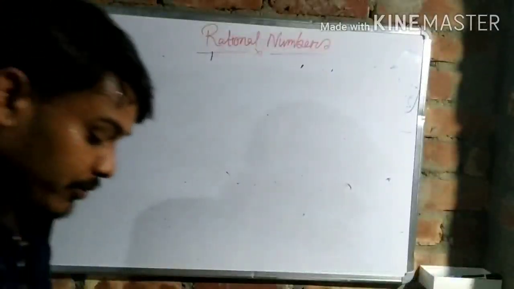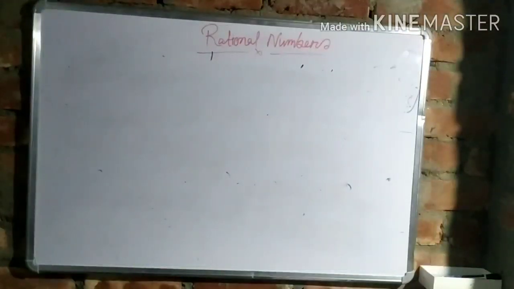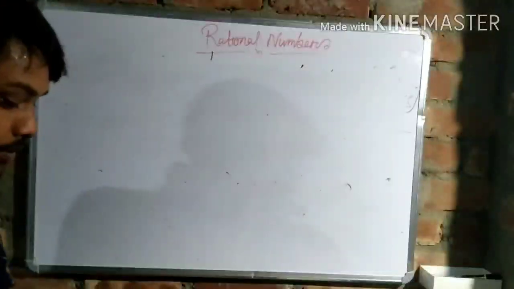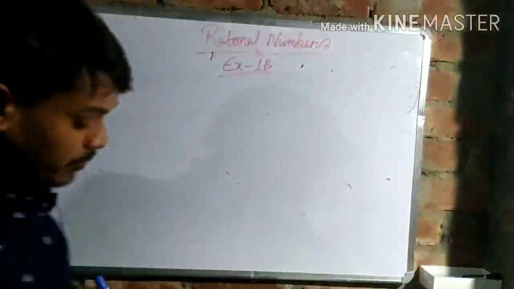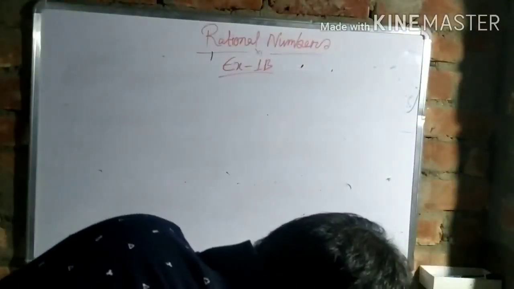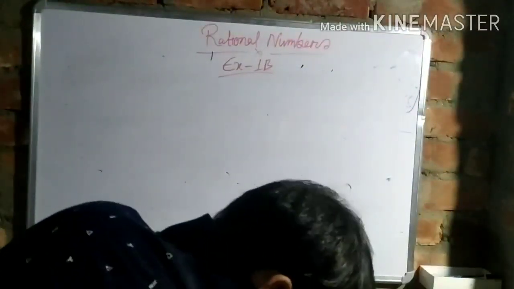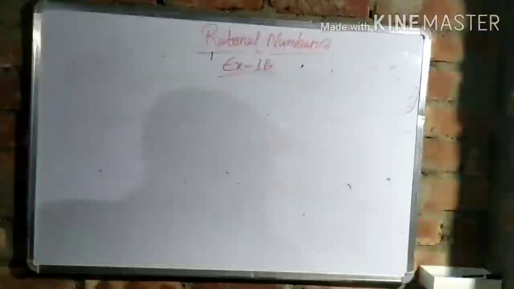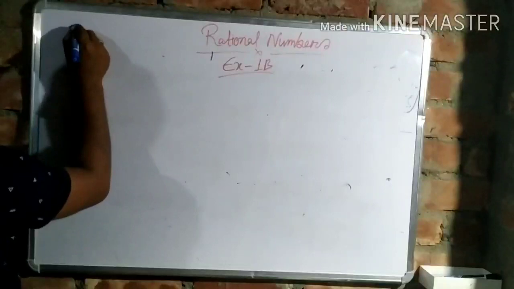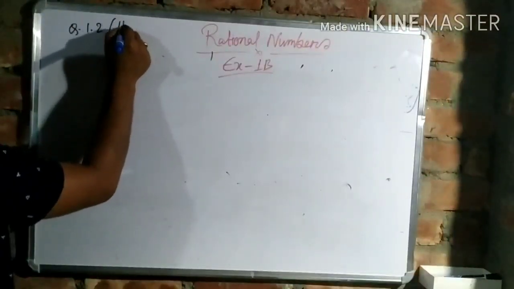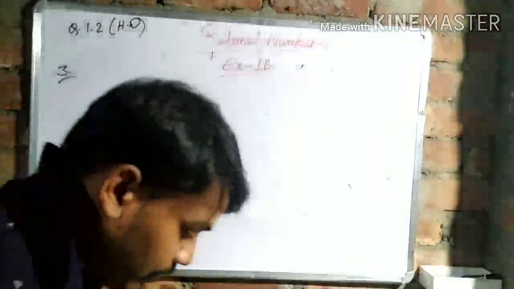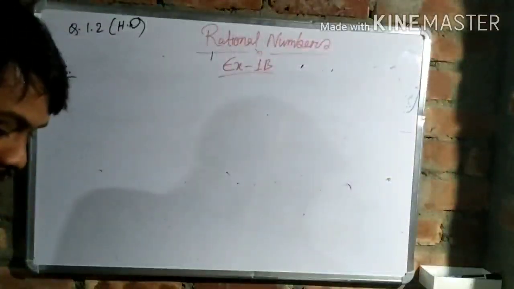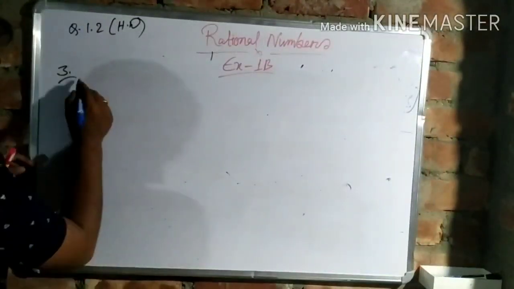Okay, next, now I will solve some problems from the exercise. Exercise 1b. Questions 1 and 2 are very easy, so questions 1 and 2 are homework. Now question number 3. Okay, from 3 we take Roman 4.